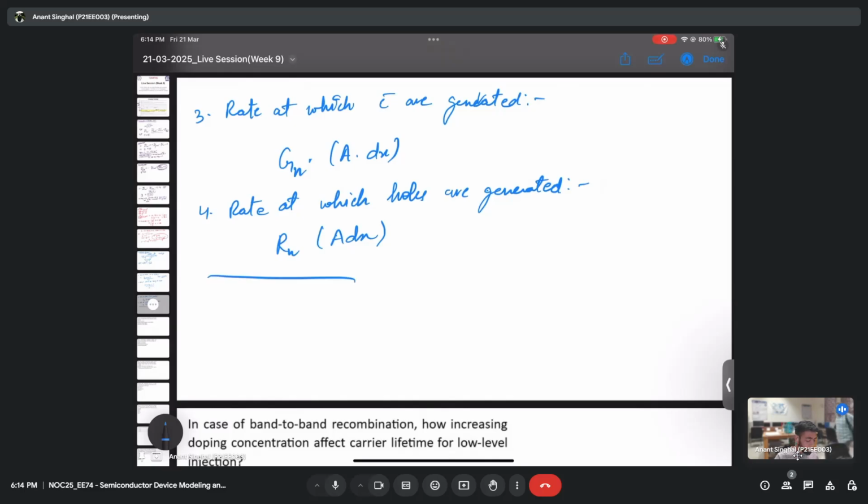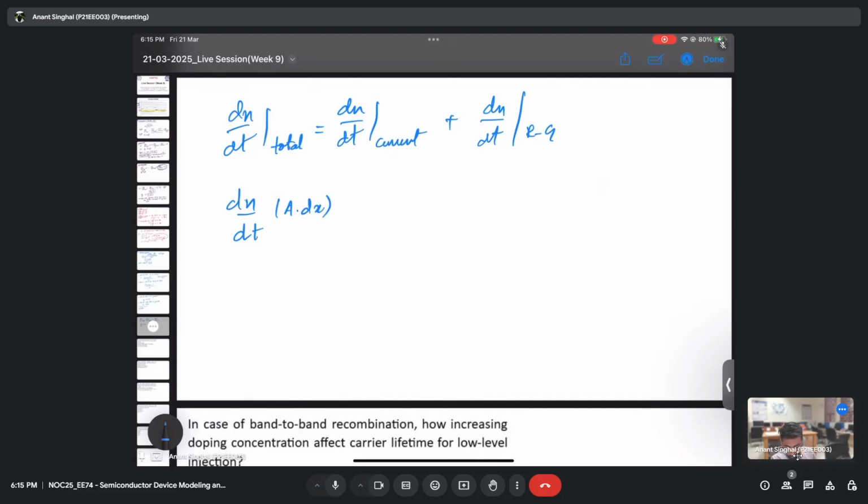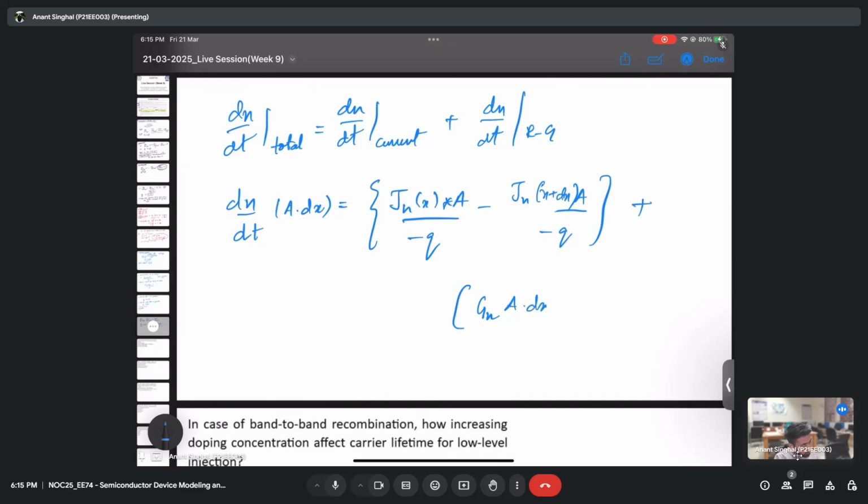We have considered everything, the recombination and generation as well as the drift and diffusion part. So the net rate of electron concentration: we were discussing that dn by dt total is the sum of everything. It can be due to the current, it can be due to recombination and generation, and any other process I am currently neglecting. If I multiply by the volume on both sides, it is due to the current rate changes, J_n(x) times A by minus q, minus J_n at A by minus q. Sorry, the leaving part should be at x plus dx, and plus, again with the volume multiplication, G_n minus R_n.